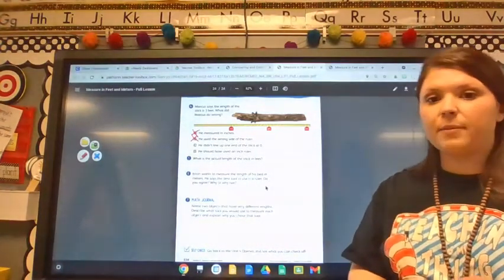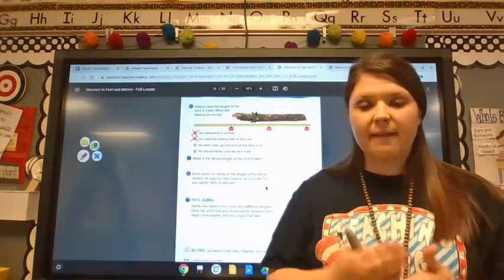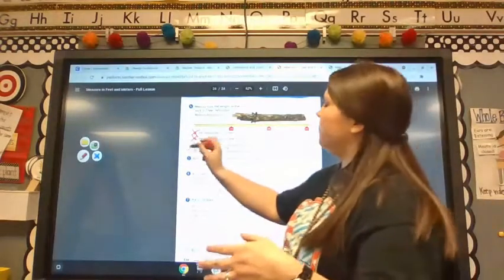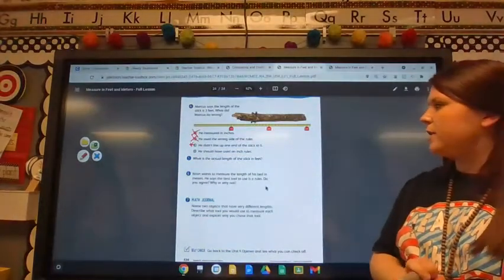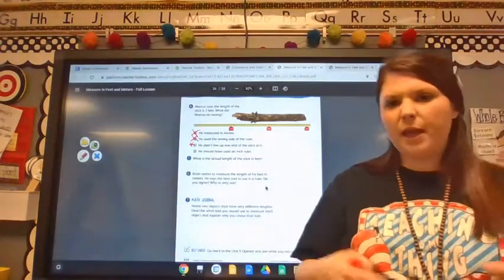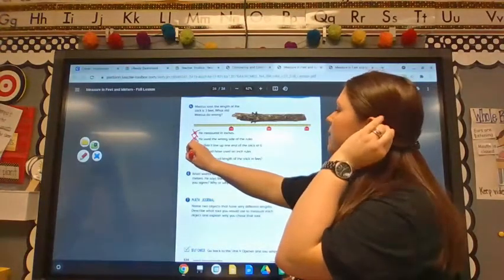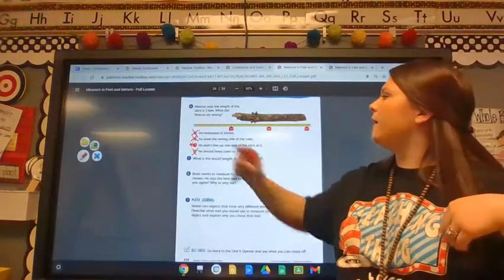Is that true? Is that a mistake? Yeah, we always have to start our items at that 0 or at the end where the 0 is assumed to be, right? All right, let's put a star beside that. D, he should have used an inch ruler. Is it the tool that he used the problem? No, the way that he measured was the problem. He should have put the stick at the end on the 0.